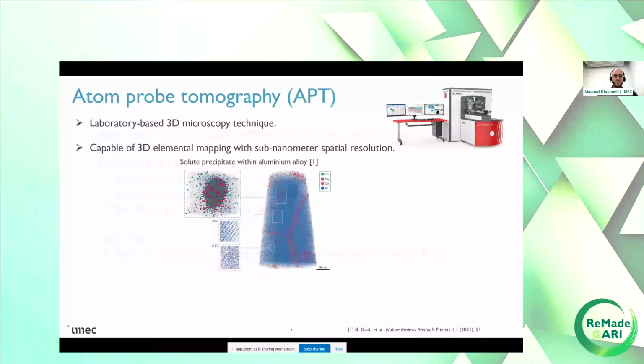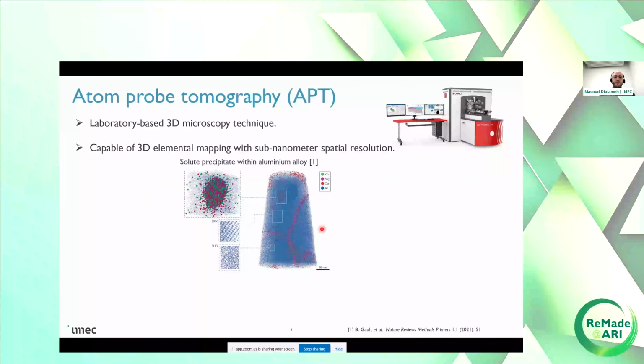So what is atom probe tomography? We are talking about a laboratory-based 3D microscopy technique. This is, for example, a commercial tool available from Cameca. We are talking about a laboratory tool which occupies a lab floor size of maybe 2 or 3 times more than a scanning electron microscope. Atom probe tomography is capable of 3D elemental mapping with sub-nanometer spatial resolution.